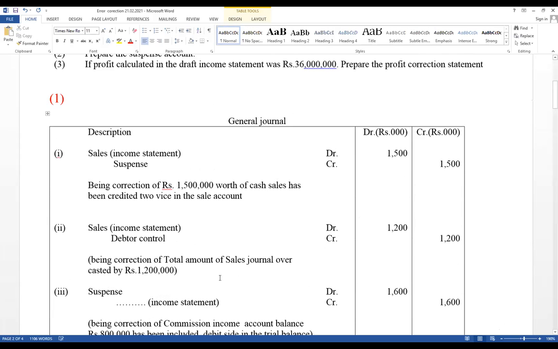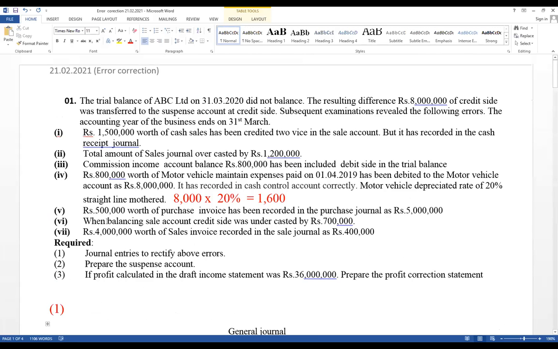Think about transaction number 5. Rupees 500,000 worth of purchase invoice has been recorded in the purchase journal as a 5,000. Think about errors that can occur. There are 4 situations: when information is recorded in the primary books, when information is recorded in the ledger account, when balancing ledger account, when preparing trial balance.